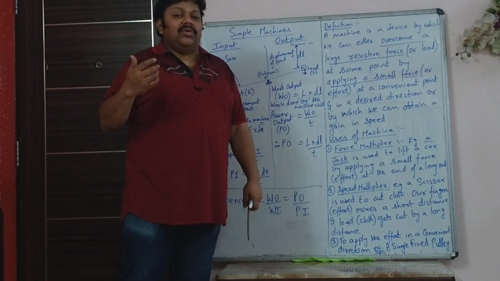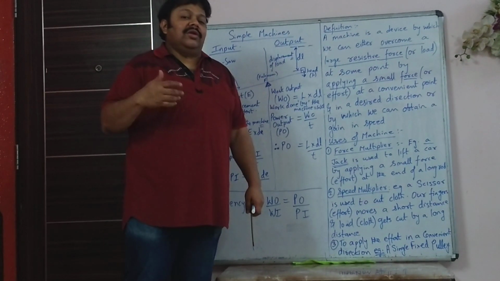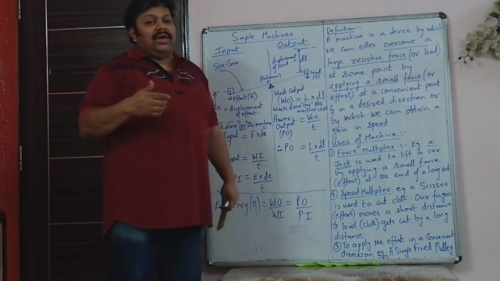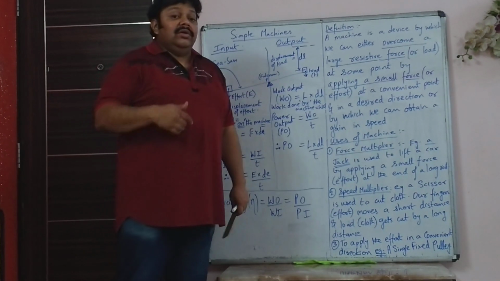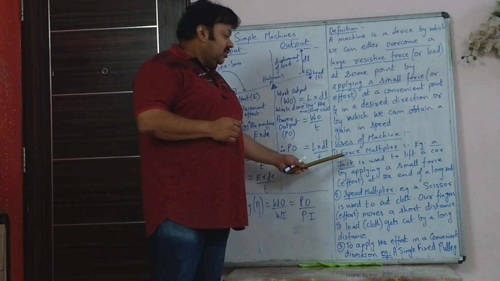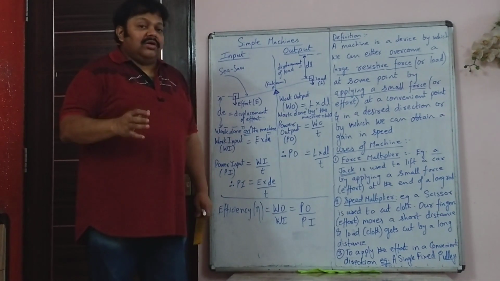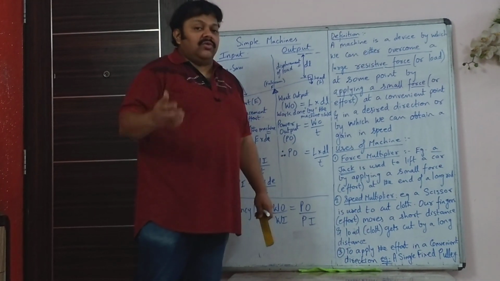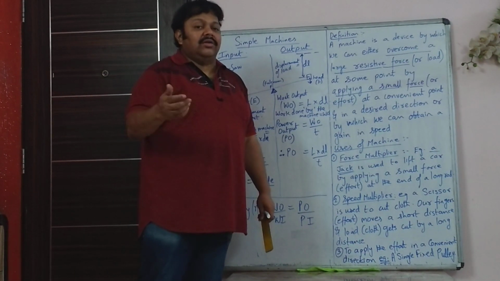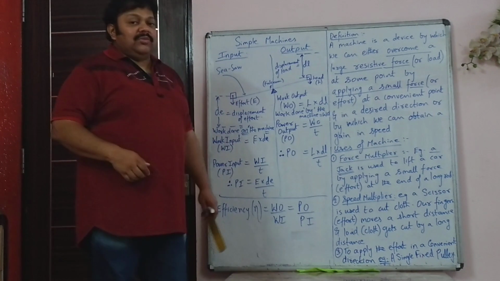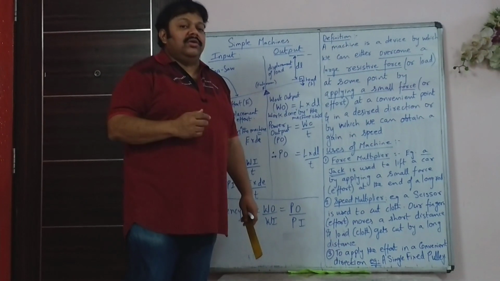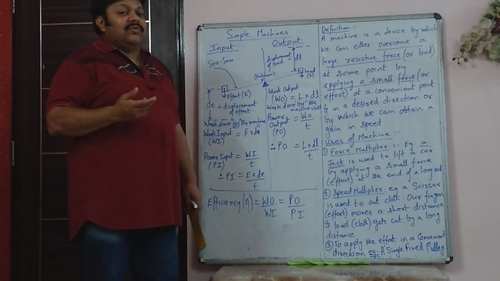The single fixed pulley can be used. Basically, it is only changing the direction in which the effort is applied to a convenient direction. There is no gain in any force, neither is there any gain in speed. So the basic three uses of a machine: force multiplier, means small effort overcoming a much greater load, like a screw jack, which is used to lift the car when you replace the tire in case of a puncture. Speed multiplier, example is a scissor, where a small distance moved by the effort will cut through a much larger distance of the load.